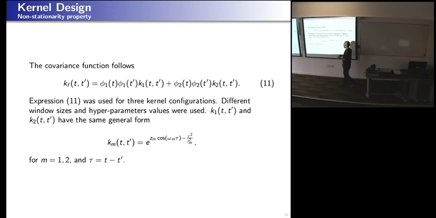It can be shown that the covariance function for the complete process is a linear combination of the covariance function of subprocess 1 and the kernel of subprocess 2, each one weighted by its corresponding change window. Now I'm going to show different examples and draws using this model. Expression 11 was used for three different configurations. We use different window sizes and different parameters for the kernel. Here we assume that the covariance functions K1 and K2 have this general form. I will go back to this expression later and give more details.